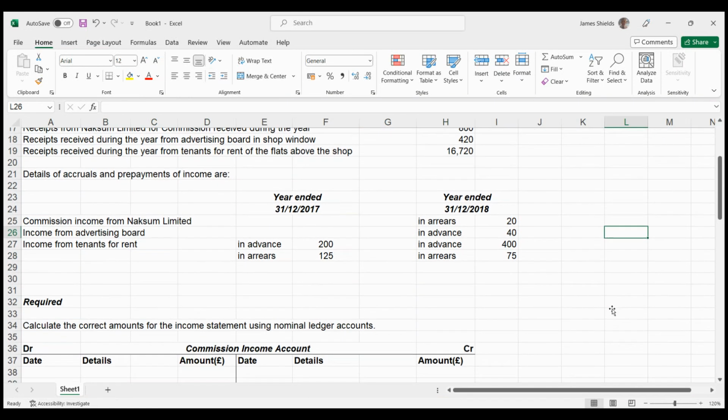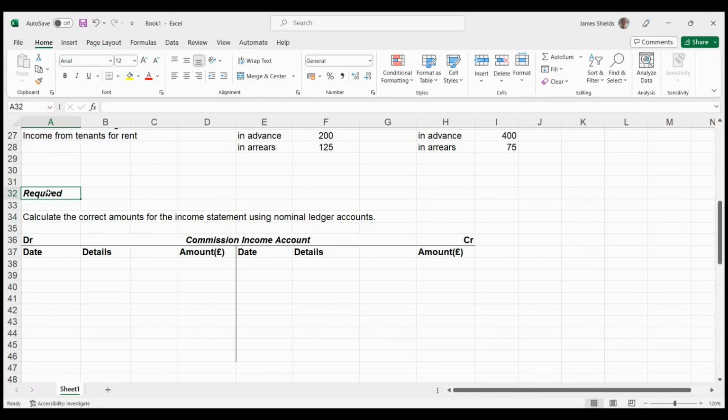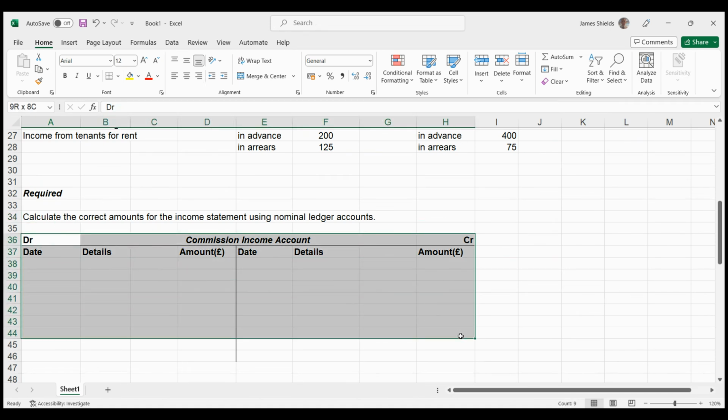Right, so what do we have to do? It says required. Calculate the correct amounts for the income statement using nominal ledger accounts. That's our standard T accounts. So the first one here I've got is your commission income account. So let's see what we've got for commission income.